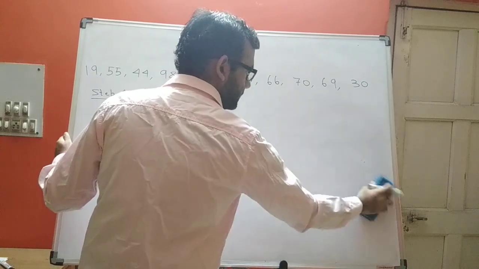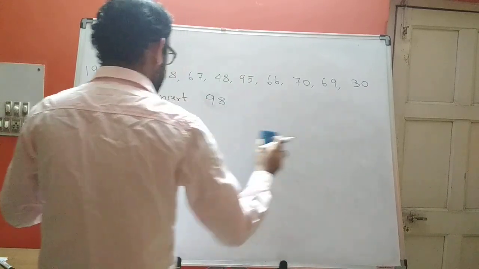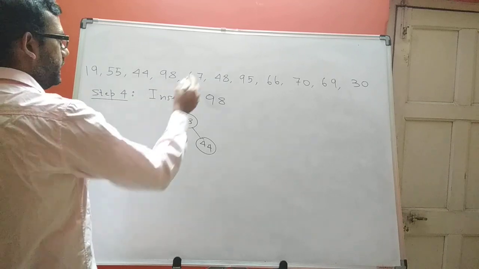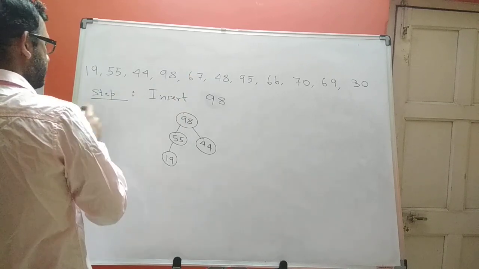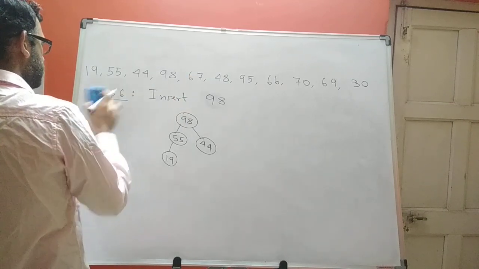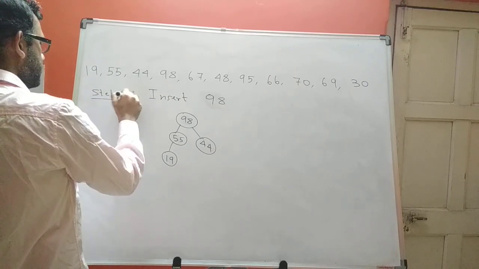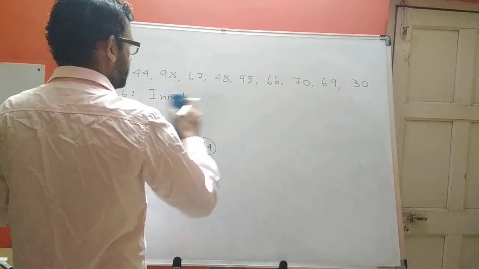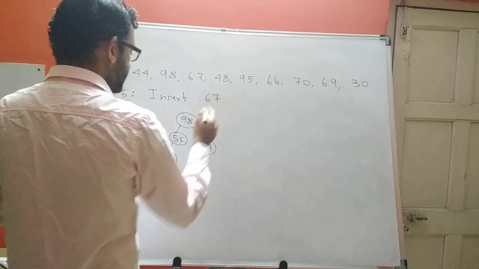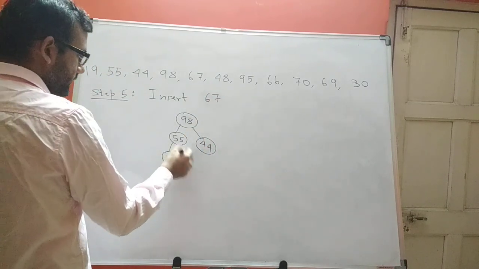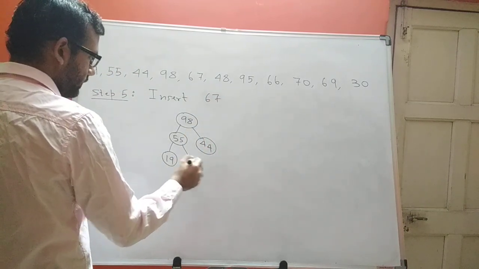to insert, after 98, is 67. So that's step number 5. Step number 5 is insert 67. So I want to insert 67. Now where does 67 go? 67 goes here, according to the property of complete binary tree.